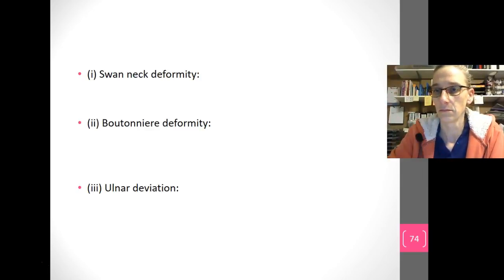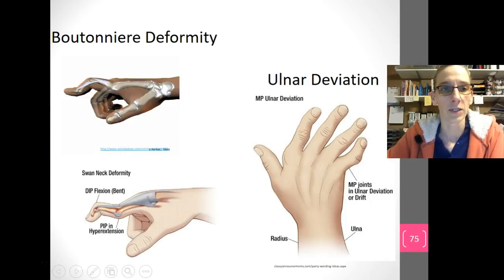So they kind of go out to the side. You can see that. All right, boutonniere deformity right here. So remember, boutonniere was hyperextension of the proximal and fixed flexion of the distal. This was swan neck, which is going to be flexion of the proximal and hyperextension of the distal. And ulnar deviation, which is where the ulnar joints drift towards the ulna. Your bones here, the ulna and the radius.